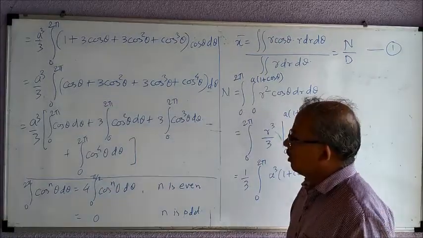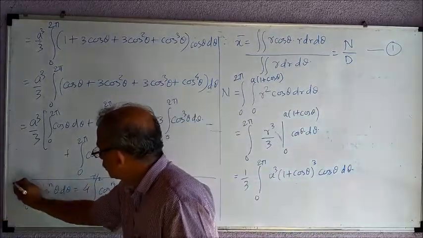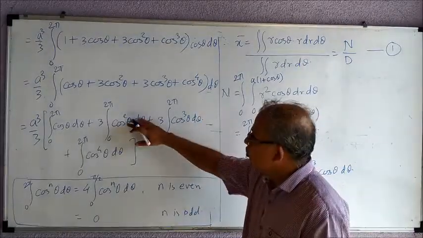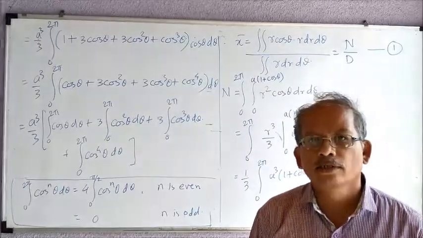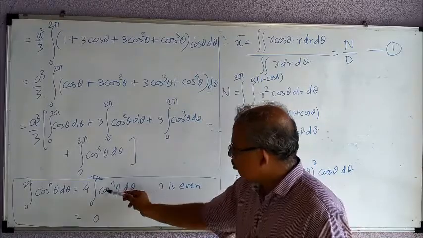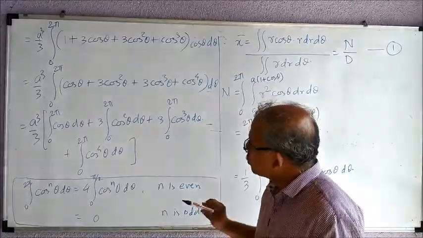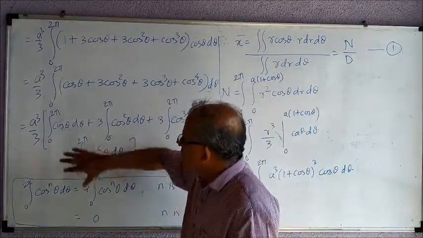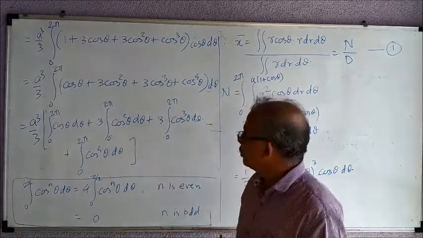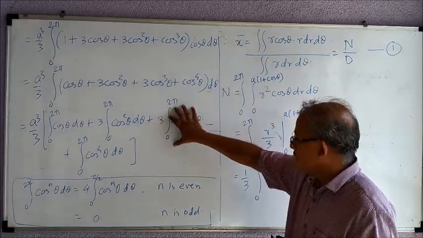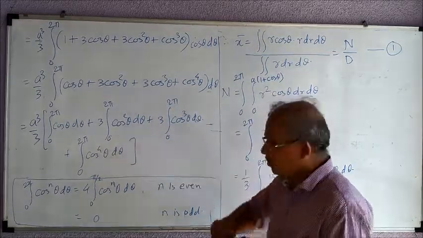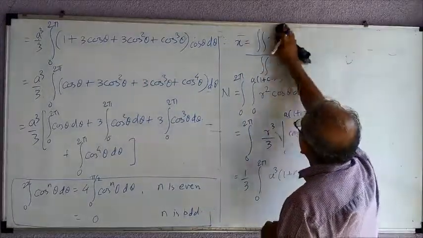So we already know this, and we can use it to find these integrations. You know that only when n is even do you need to find it out. If n is odd, it is 0, so this will be 0. Otherwise also you can solve this integration. This one is going to be 0, so only these two integrations we need to solve.